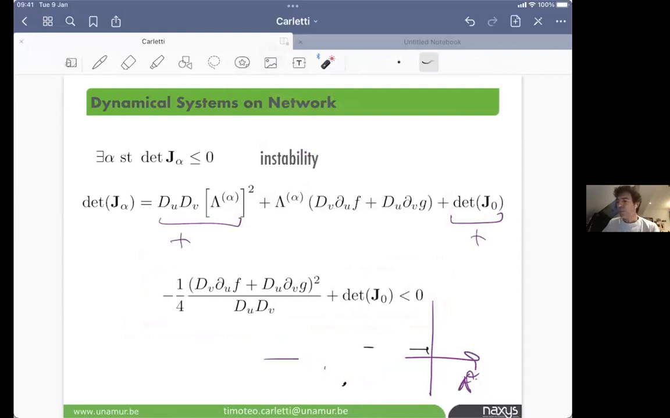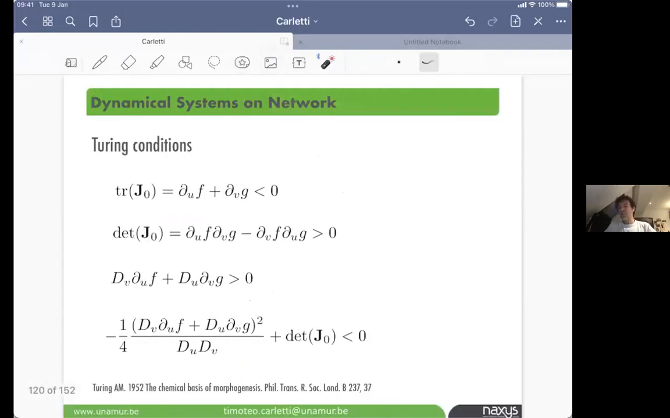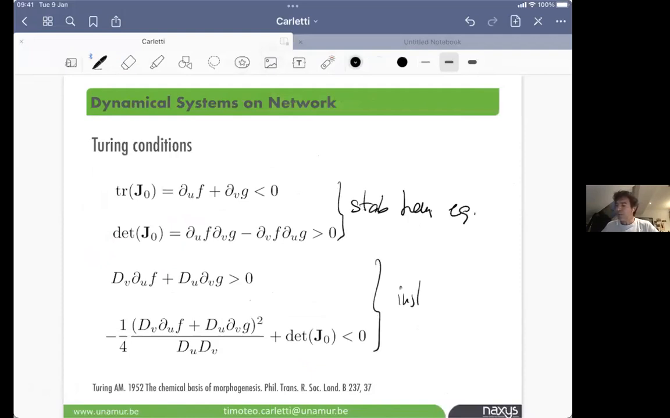So this is the condition that you find by imposing that the vertex is negative. Okay, and so if now I put everything together, we have these four conditions. The first two are the conditions for the stability of the homogeneous equilibrium. And these two are the conditions for instability of the homogeneous equilibrium with diffusion. And so you see that these four conditions together are the conditions that Turing wrote in this very well-known paper, that are able to show whether you can destabilize your system or not.